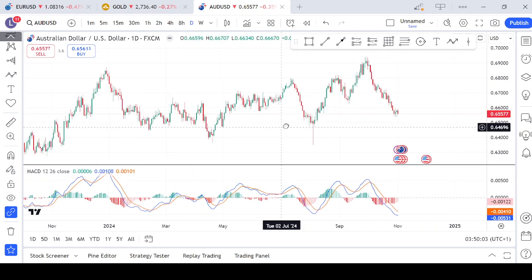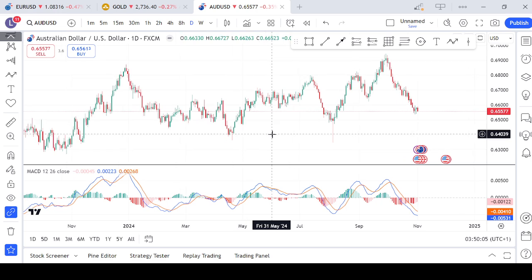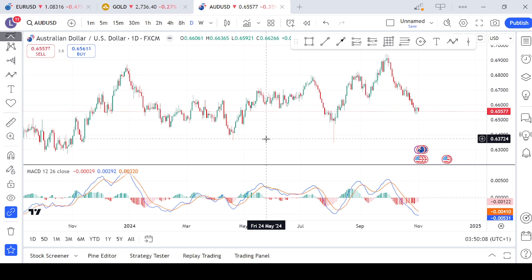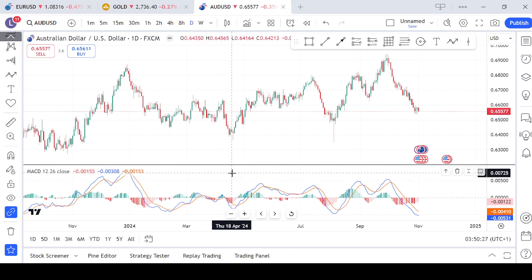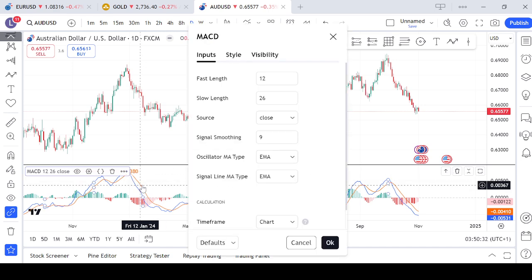So this is it. It consists of two lines, the MACD line and the signal line, along with a histogram that represents the difference between these two lines. The MACD line is calculated by subtracting the 26 period exponential moving average (EMA) from the 12 period EMA, and the signal line is a 9 period EMA of the MACD line. These default settings can be adjusted to suit your different trading styles and time frames. You can see right here, you can adjust all these numbers.